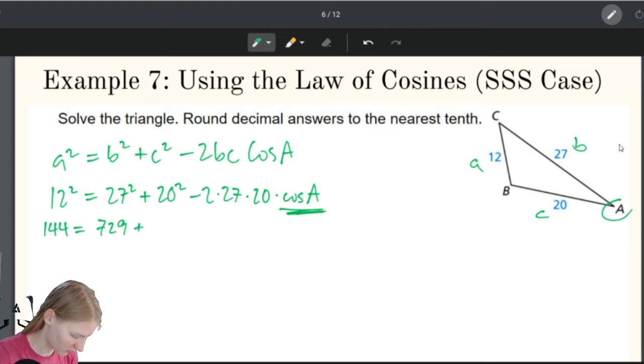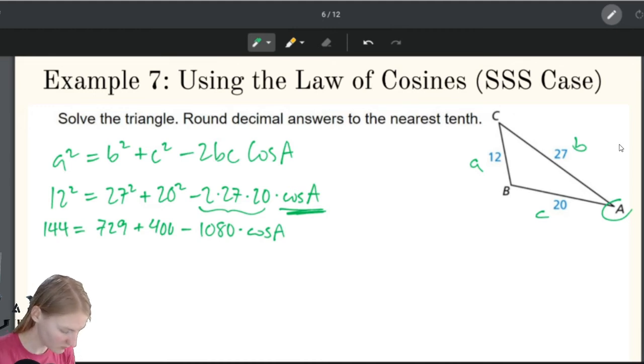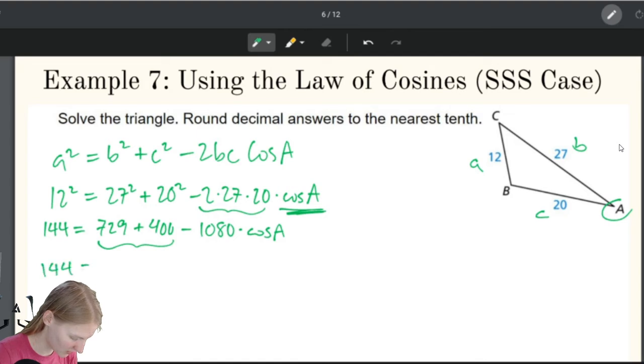20 squared is 400. Minus, I'm going to figure out what this is. 2 times 27 times 20 is 1080 times cosine of A. Alright, let's figure out what these are together. I think it'll make things easier. 729 plus 400 is 1129 minus 1080 times cosine of A.